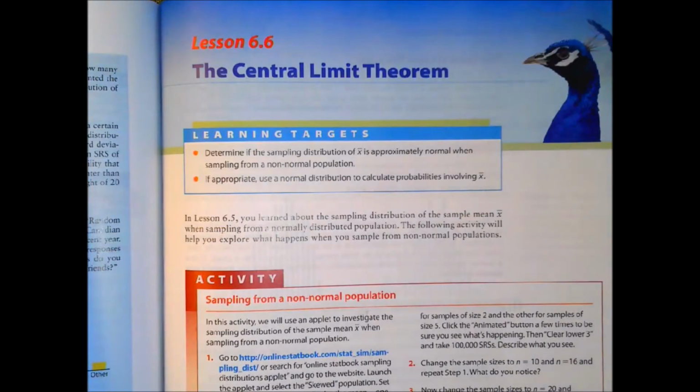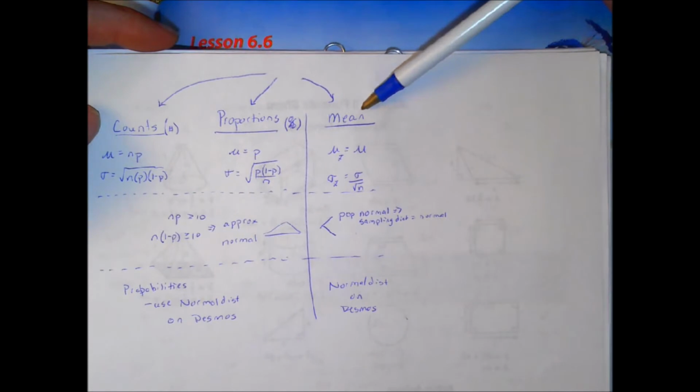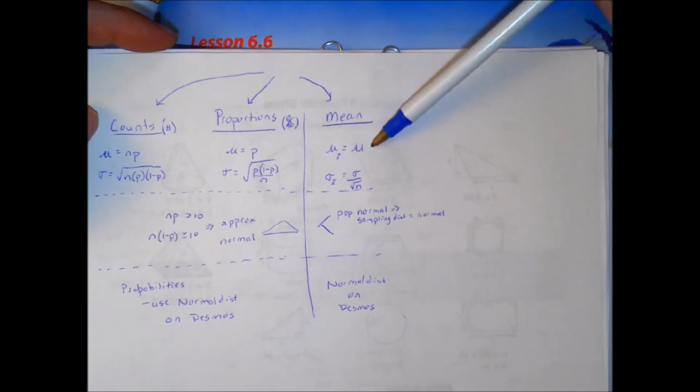We are in 6.6, the last section in chapter 6. We're going to talk about the central limit theorem, which is a pretty big theorem in statistics. So we had talked about counts and proportions, and just yesterday we talked about finding it for means, right? For finding the average of stuff.